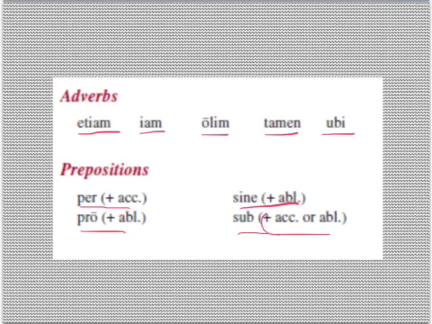When it's involved with motion, use the accusative, like I dove under the bench. If it's involved with placement, like I sit under the tree, then you'd use the ablative.